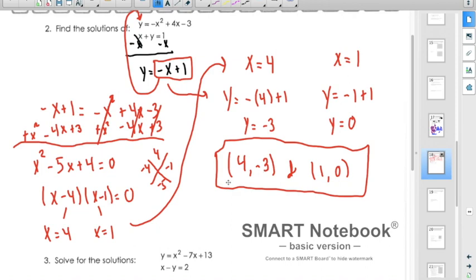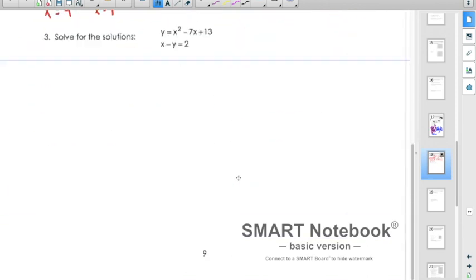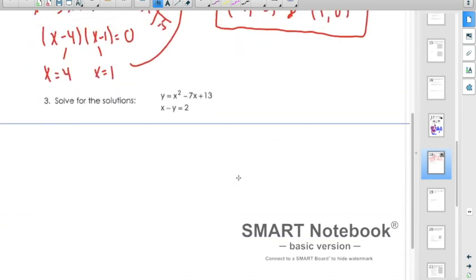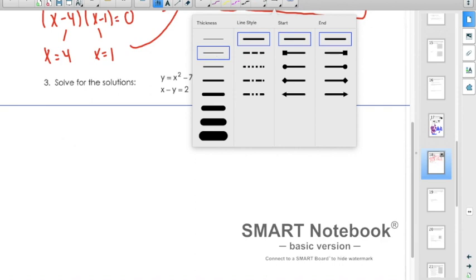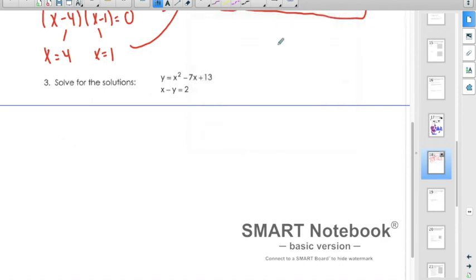All right, if you need, pause the video, get anything you need down. And I think we're on to our last problem. Number 3. Let's go to blue, because blue's nice. Solve for the solutions. Y equals x squared minus 7x plus 13, and x minus y equals 2. This second piece will not work.